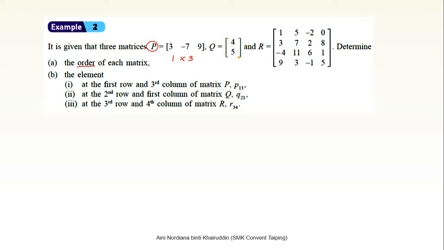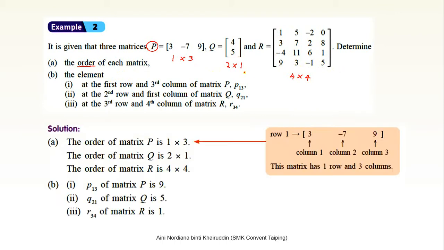For Q, there are 2 rows and 1 column. So this is the matrix of 2 by 1. For this matrix, it has 1, 2, 3, 4 rows and 4 columns. So this is matrix 4 by 4. So this is the answer for the order of each matrix.